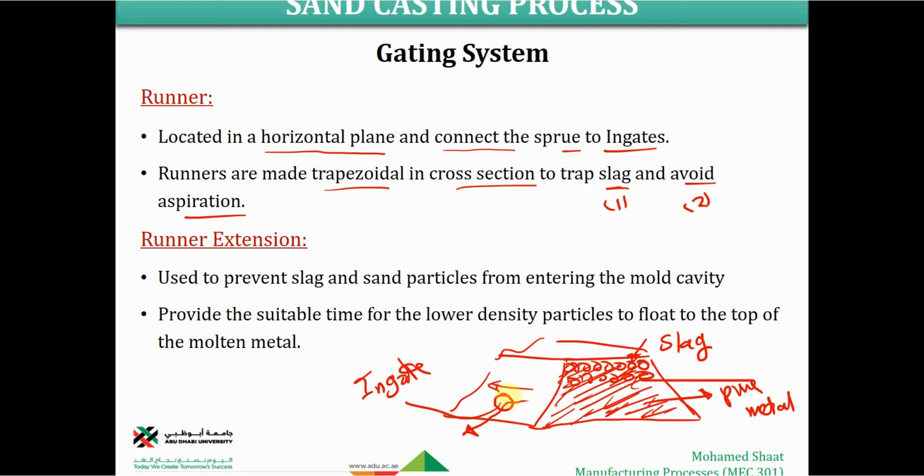So the molten metal will be the one filling. Here we're going to allow only the pure metal to fill into the mold cavity, and the slag will be kept pushed through the runner till the runner extension.